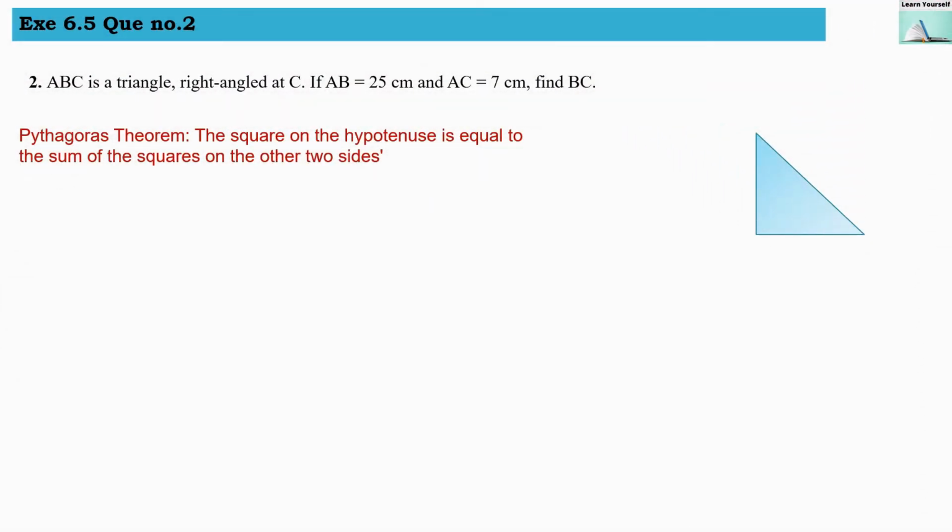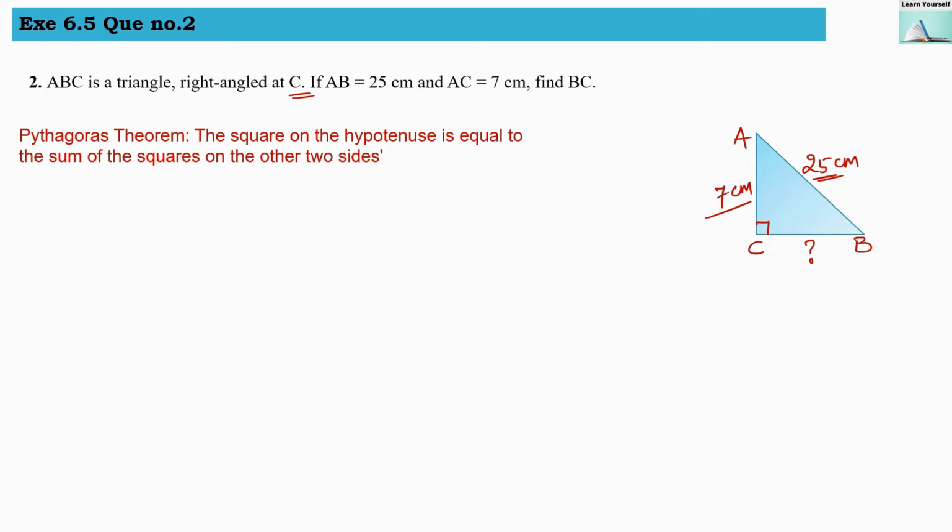Exercise 6.5, question number 2. ABC is a triangle right angled at C. So let us write C over here where the right angle is. So A, B and C. In that, right angle is C. AB is 25. So here we got the measure for the hypotenuse, that it is 25 centimeter. Now AC is 7 centimeter. So this side is 7 centimeter and we have to find the side BC.